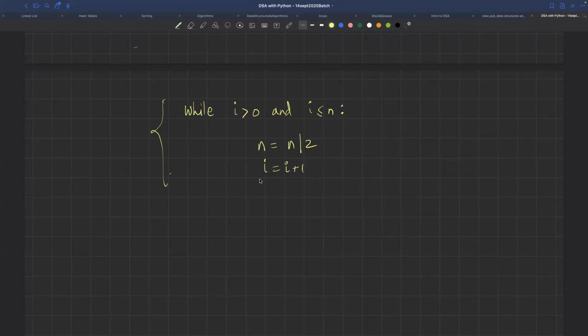Correct. I wrote the code in not a very good way. I wrote, that's what I'm thinking, whether I wrote it correctly or not. What should be the I value? I is equal to I plus 1. N is equal to n by 2.